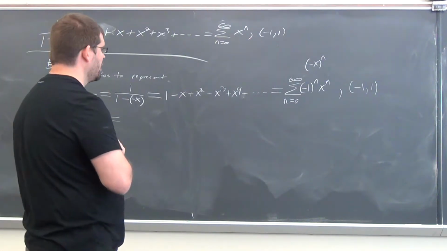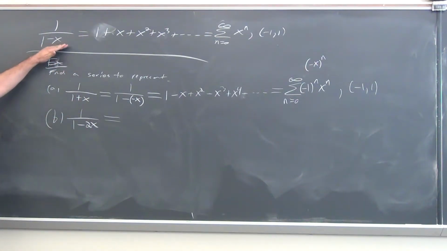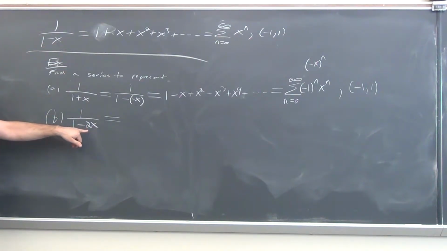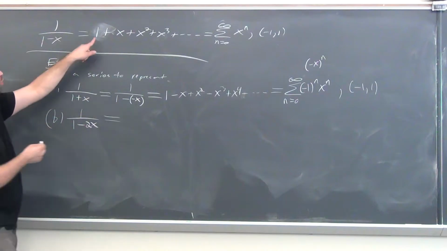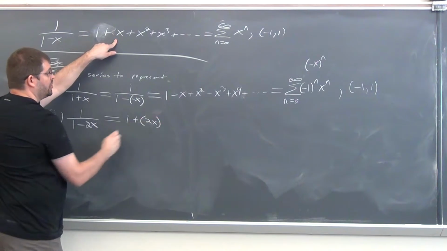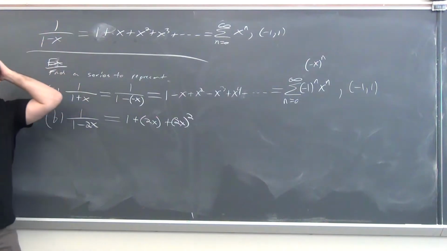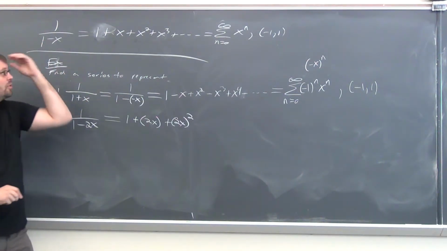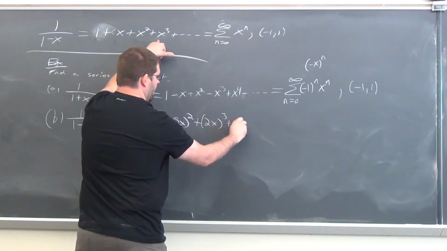All right, so let's try this first one. Again, we're coming back up to this series, and so what are we doing with the x's? We're taking x and replacing it with 2x, right? So we use this series, but put 2x in instead of x. So what do we get? 1 plus 2x plus 2x squared. Does that make sense? You're just substituting those in at each stage. Plus 2x cubed, and so on.